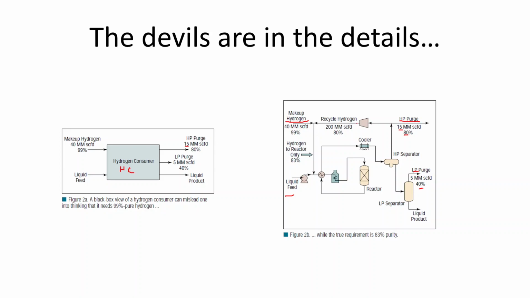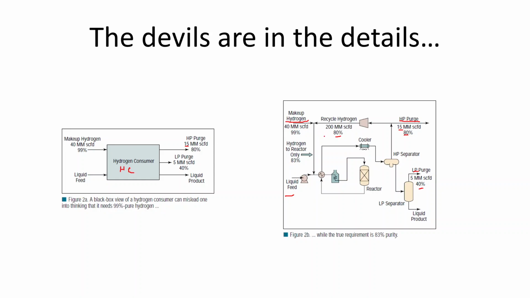It goes to the recycle and mixes with the makeup hydrogen. We know that the concentration over here at the reactor purge is the same as the concentration in the purge, which is 80%. So we mix the 80%, 200 million scf of it, with the 99%, 40 million scf of hydrogen.